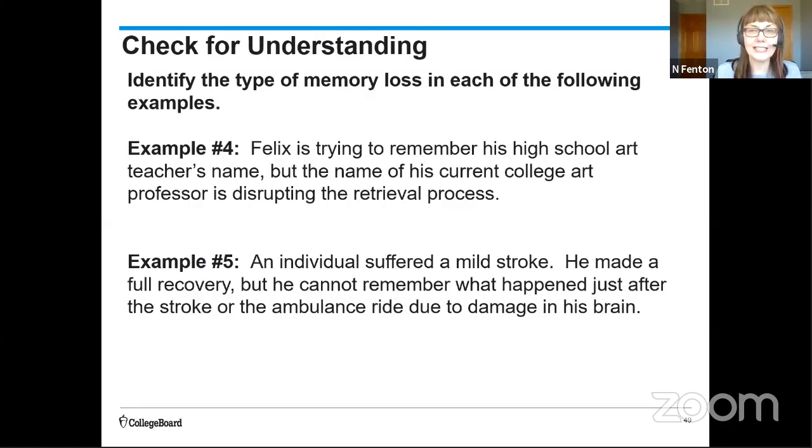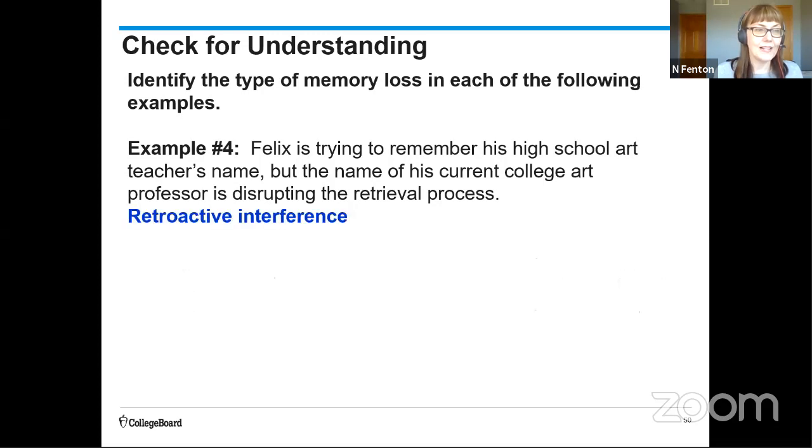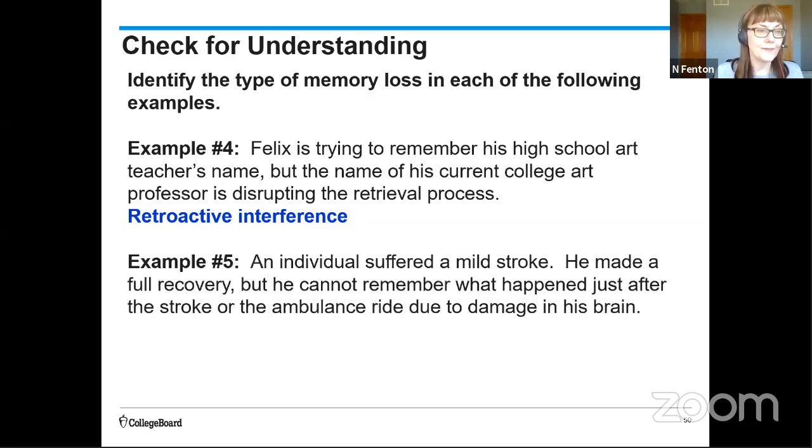Here's a couple more. Example 4 and example 5. Again, if you're watching this, you can pause and give yourself time to read. Example 4 is retroactive interference. This is blocking. And example number 5 is anterograde amnesia.